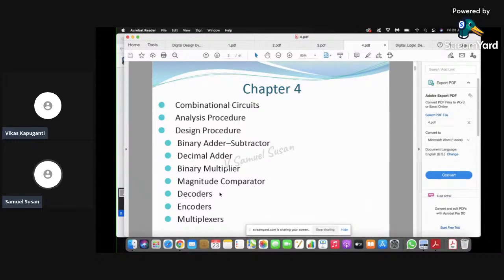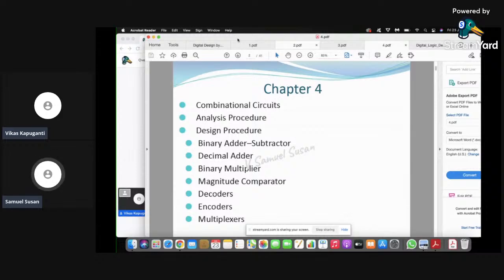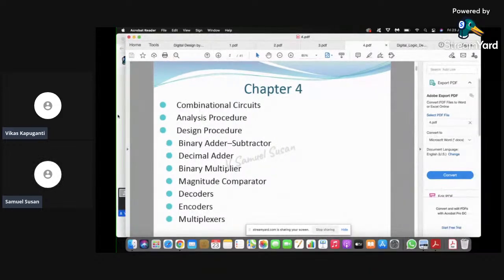If there are no doubts in this fourth chapter, I'll tell you the important topics in the fifth chapter, which are actually in the textbook. If there are no doubts in this, we can go with the fifth chapter.